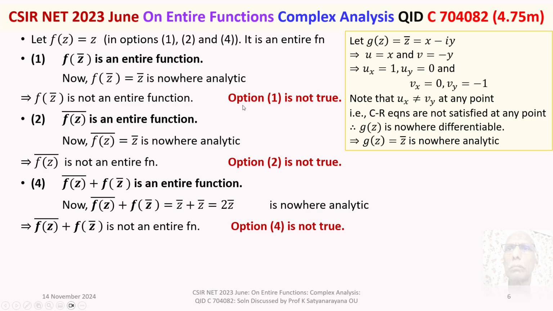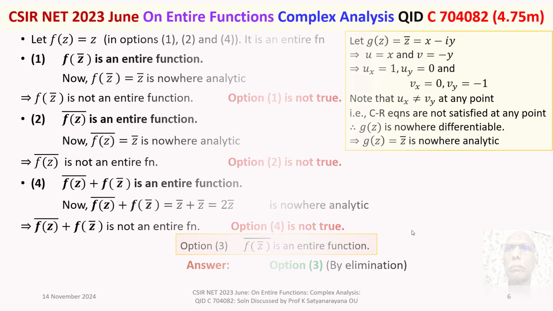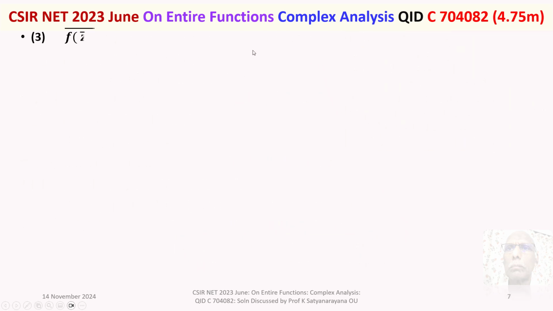Thus, we have proved option 1, option 2, option 4 are not true. Therefore, the remaining option, option 3, must be true. The remaining option 3 says the conjugate of f of z bar is an entire function. So, this is true by elimination. So, by elimination, the answer to this question is option 3. So, the question is over, but our students will ask a proof for option 3. That we will do it in the next slide. Right. We have the option 3.